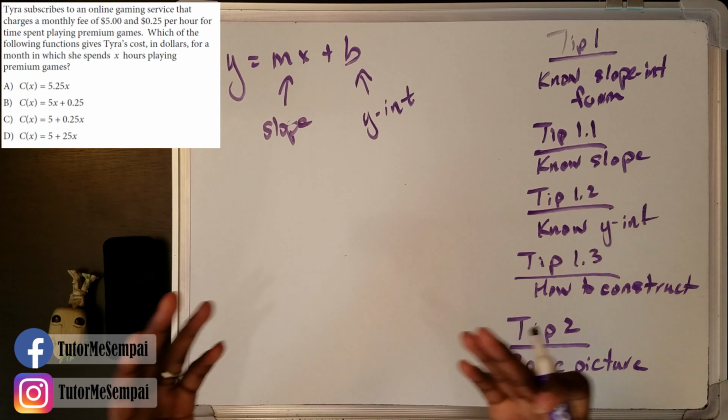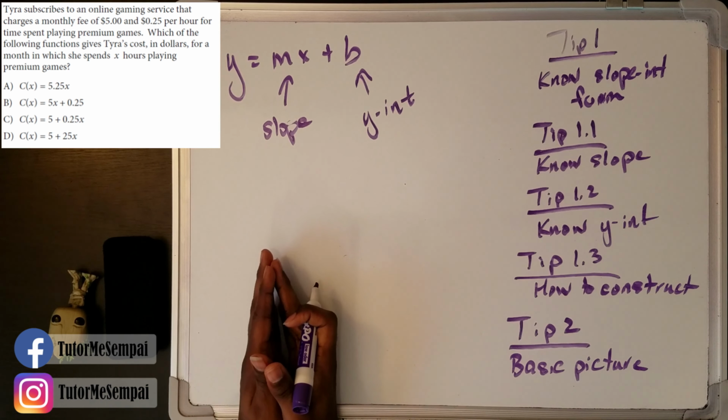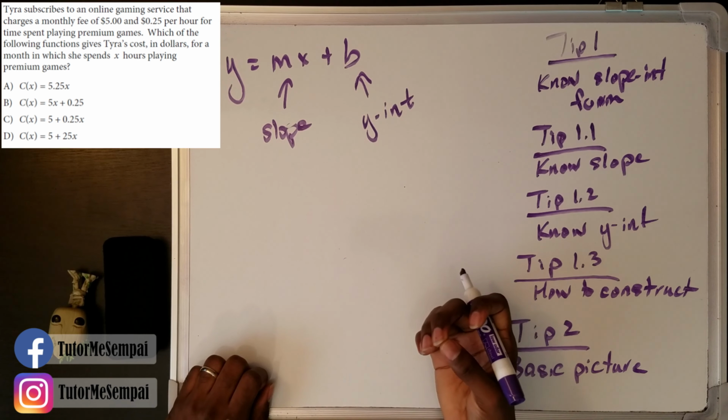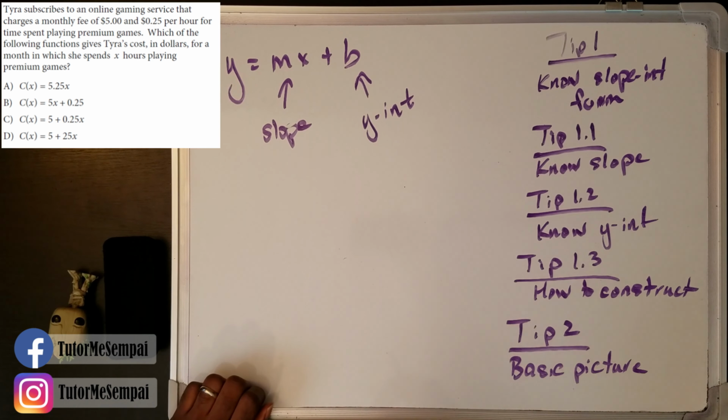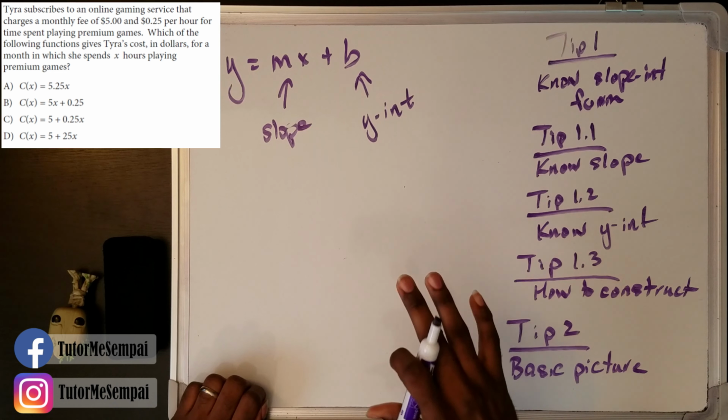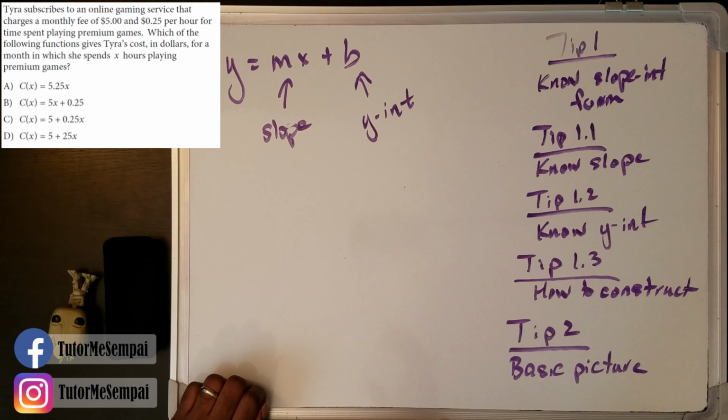So you can think of y-intercept as your starting point when your x is 0. Looking back at this, we have a monthly fee and we have an hourly fee. At first glance, you're like, well, which one is my slope? Well, understanding what the question is asking, they're saying for a given month. So technically your month isn't changing. Although you have a monthly fee, your month isn't changing.